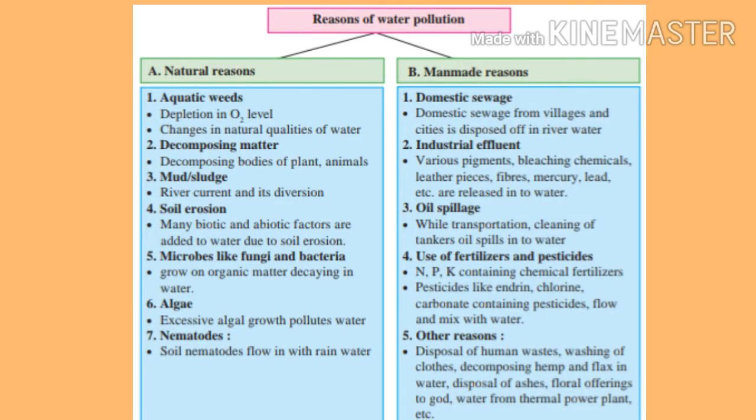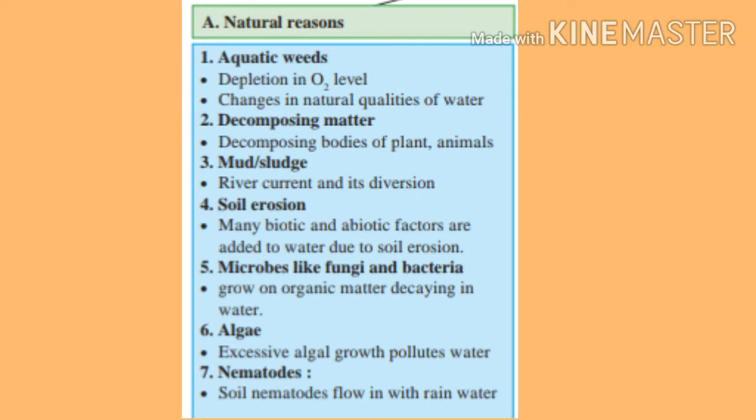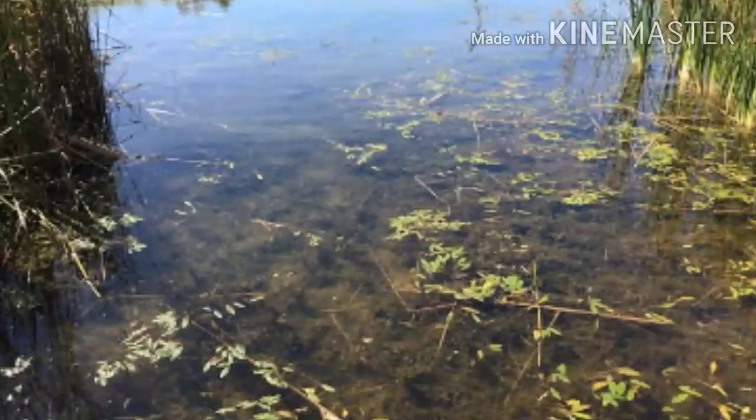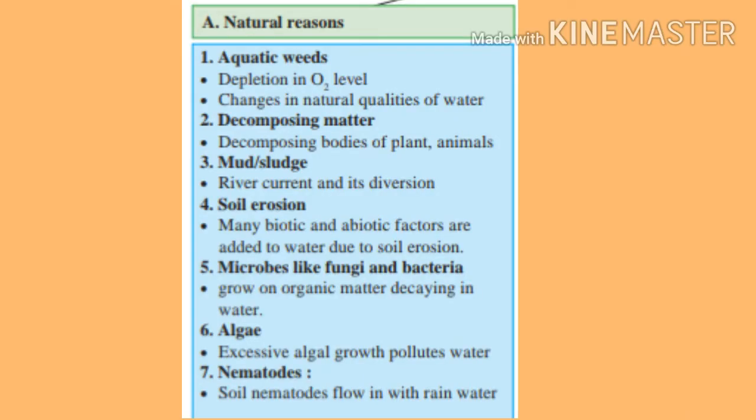Reasons of water pollution: natural reasons and man-made reasons. First of all, we will study natural reasons. First point, aquatic weeds, which means plants. Depletion in oxygen level. Depletion means decrease in oxygen level. Changes in natural qualities of water.